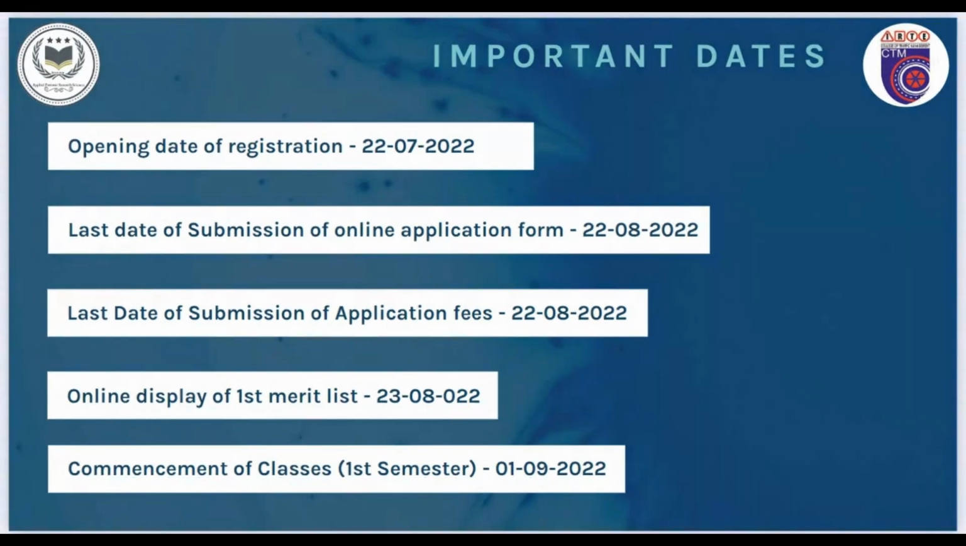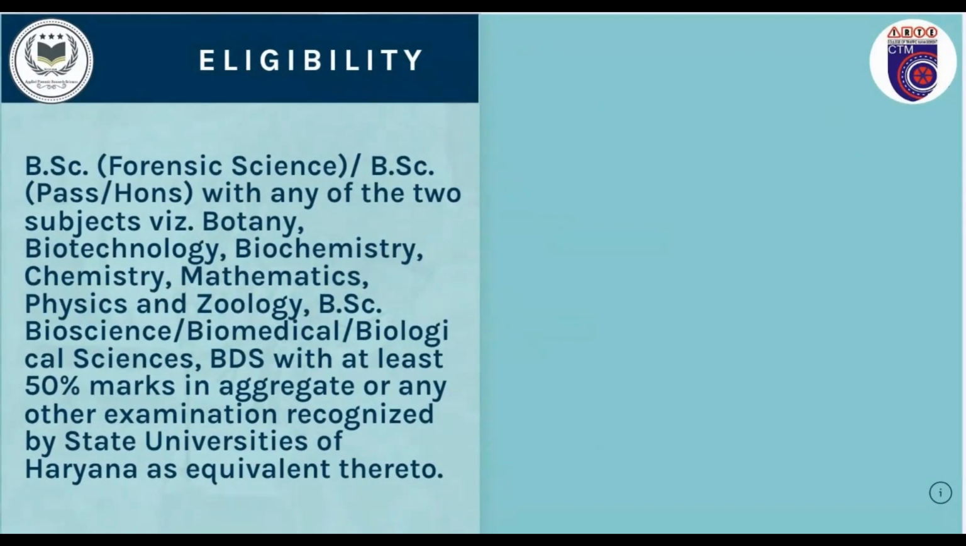Eligibility. B.Sc Forensic Science, B.Sc Pass Course with any of the two subjects viz. Botany, Biotechnology, Biochemistry, Chemistry, Mathematics, Physics and Zoology, B.Sc Bioscience, Biomedical, Biological Sciences, BDS with at least 50% marks in aggregate or any other examination recognized by state universities of Haryana as equivalent thereto.